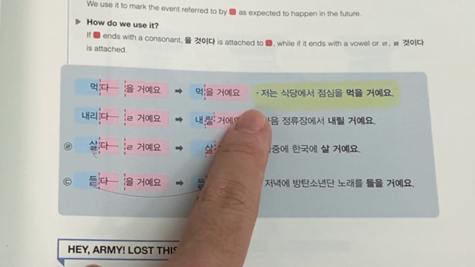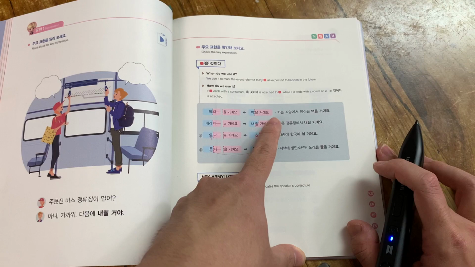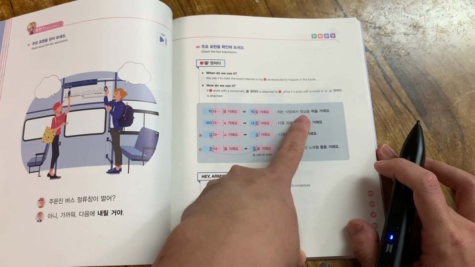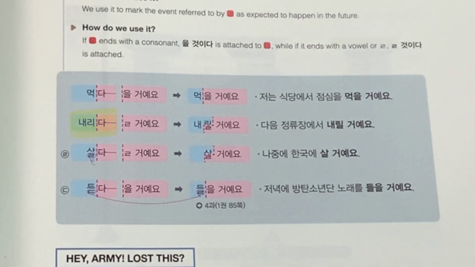저는 식당에서 점심을 먹을 거예요. I will eat at the restaurant for lunch later. In the future.